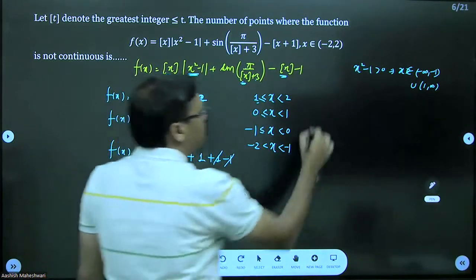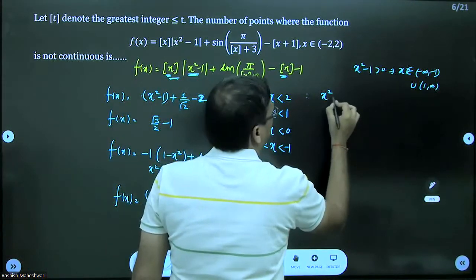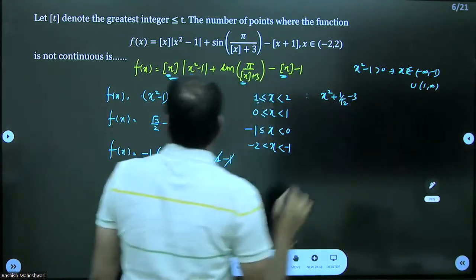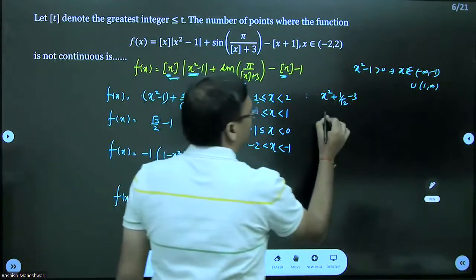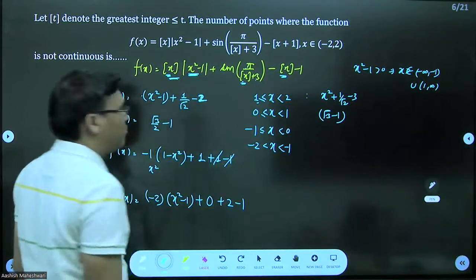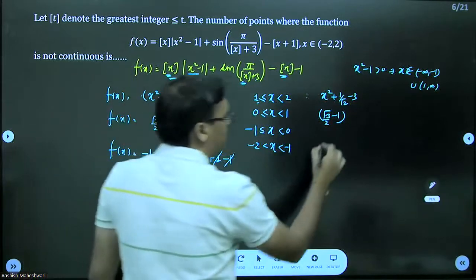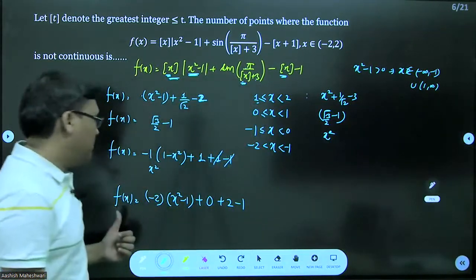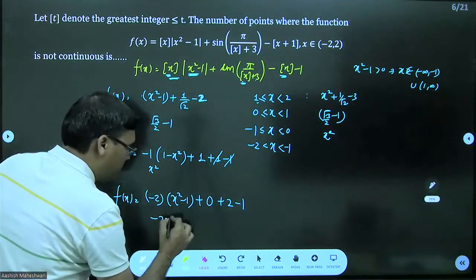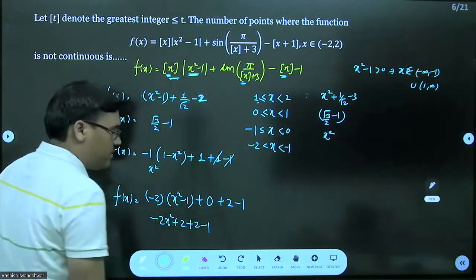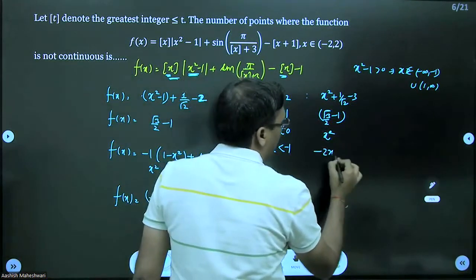So basically between 1 and 2 you can see this function is x square plus 1 by root 2 minus 3. Between 0 and 1 this is root 3 by 2 minus 1. Between minus 1 and 0 this is equal to x square. And between minus 2 and minus 1, let's simplify. This is minus 2x square plus 2 plus 2 minus 1. So what is this? 4 minus 1 that is 3. So this is minus 2x square plus 3.